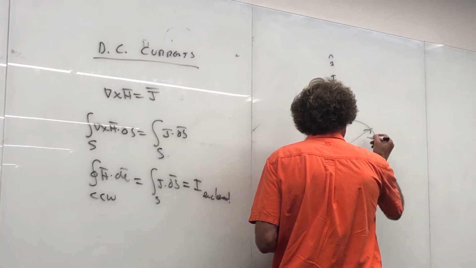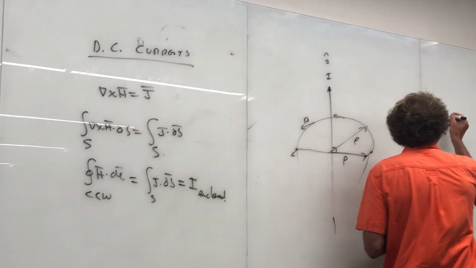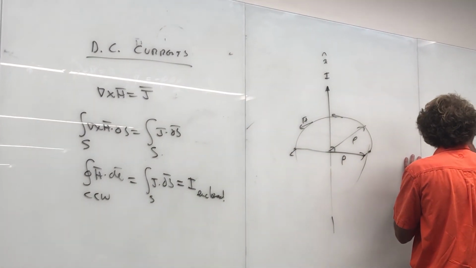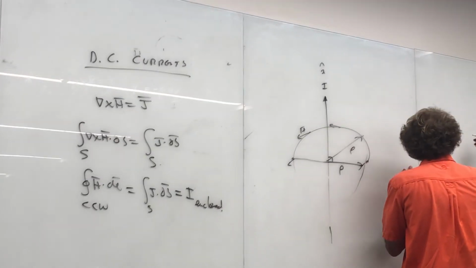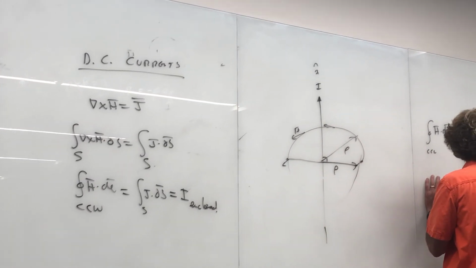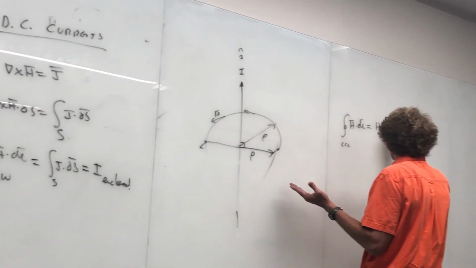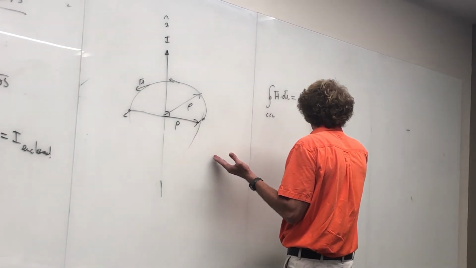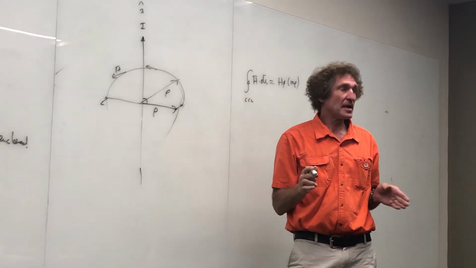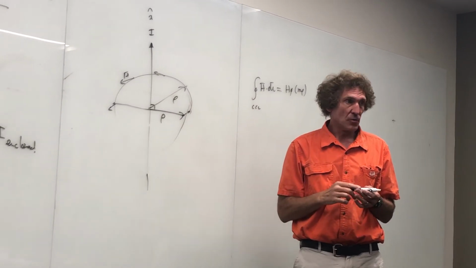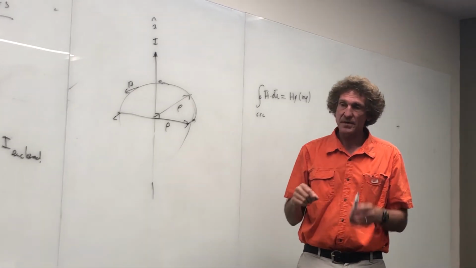This is rho, and I can say that the integral of H dot dl around that closed path in the counterclockwise direction would simply be equal to H phi, that's the magnitude of the H field, times 2 pi rho. Wouldn't that be the integration of that? If we assume that the H field is in fact going to be the same, and there's one other thing I've got to tell you.